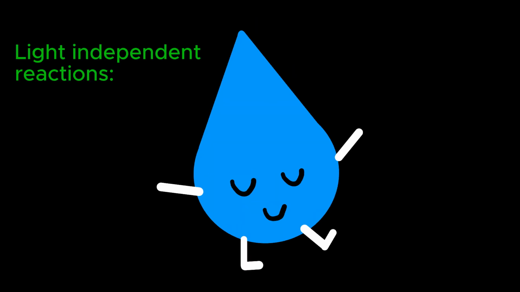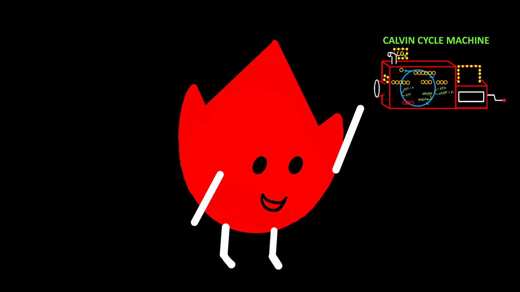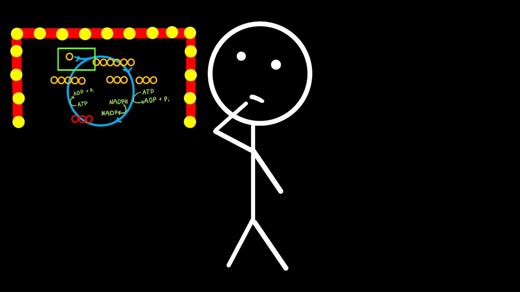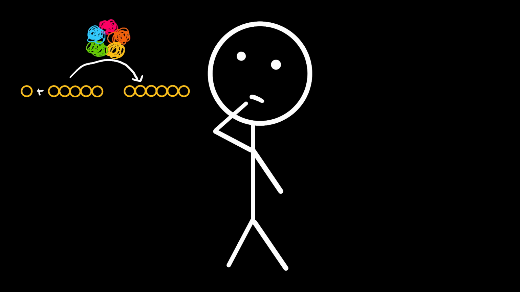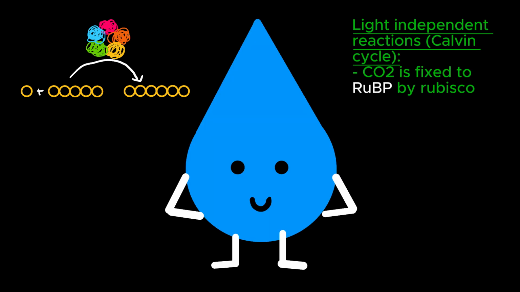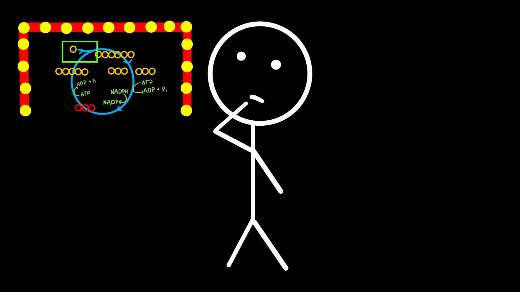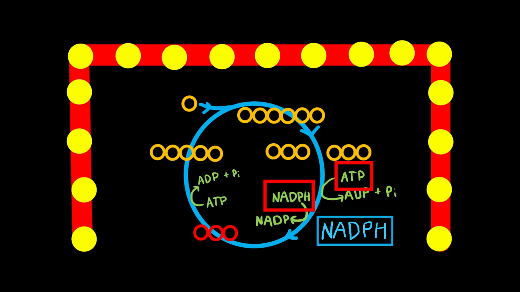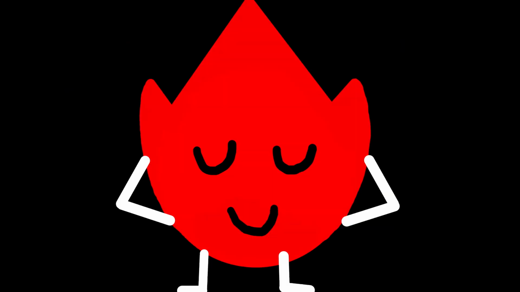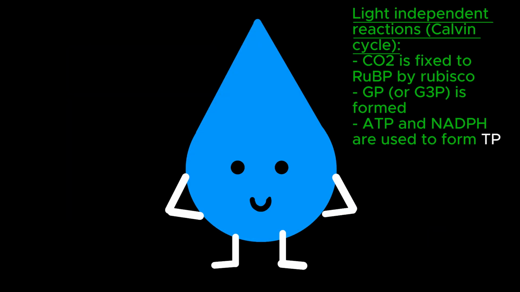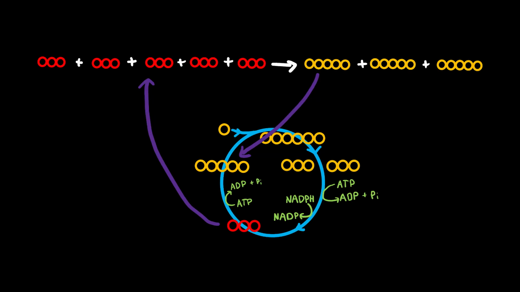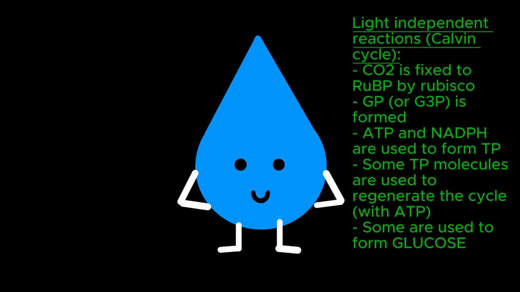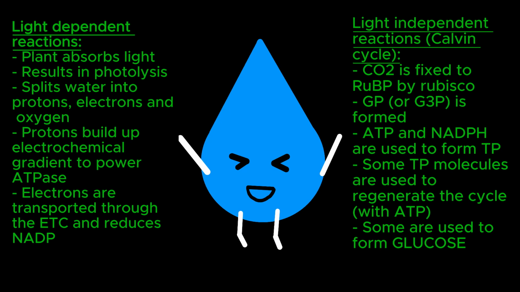Now let's review the light-independent reaction. Calvin cycle. Good start. What about it? Carbon dioxide is fixed to ribulose biphosphate by Rubisco, into glycerate 3-phosphate. And then you have to add the NADPH and the ATP we made earlier, and you get a lot of these. Triose phosphate. Some of them are to keep the cycle running again, and some of them are used for glucose. Great! You know the entire process of photosynthesis now.